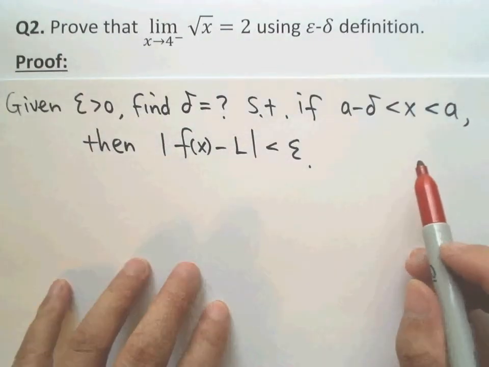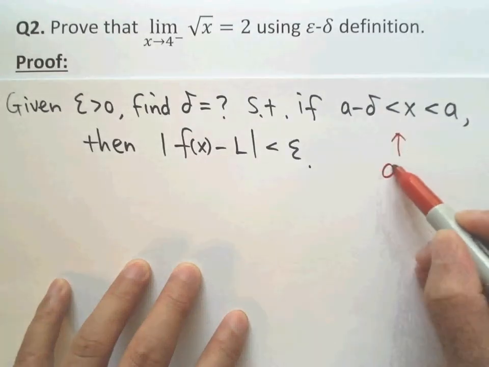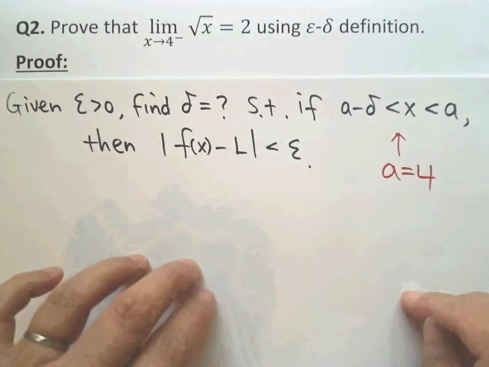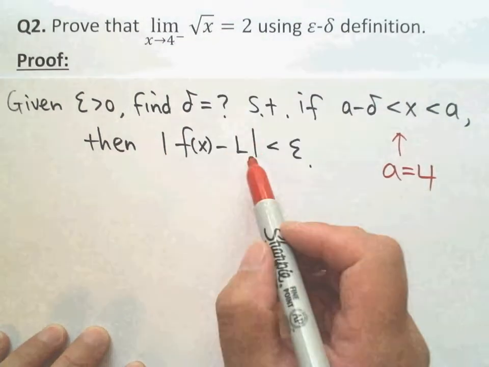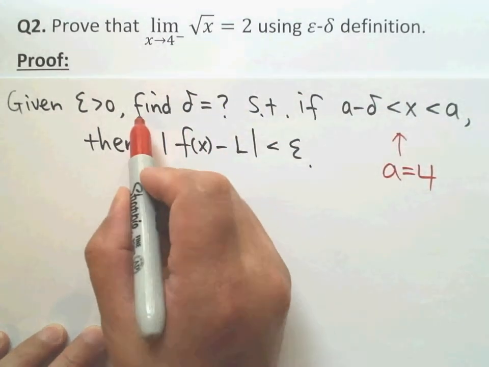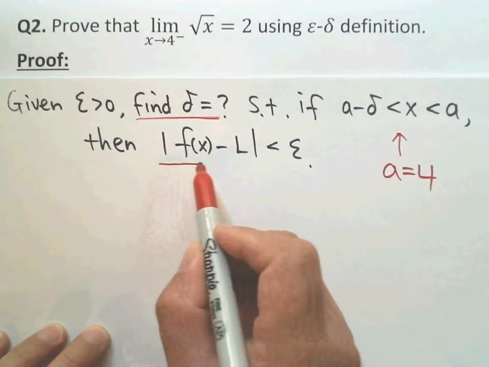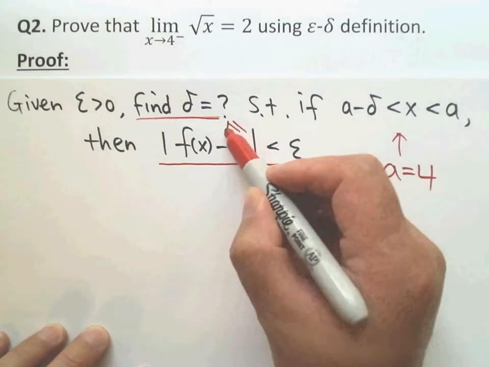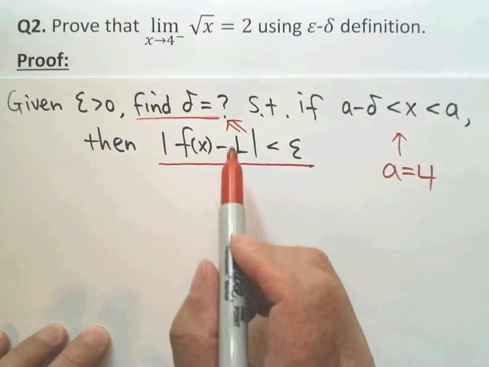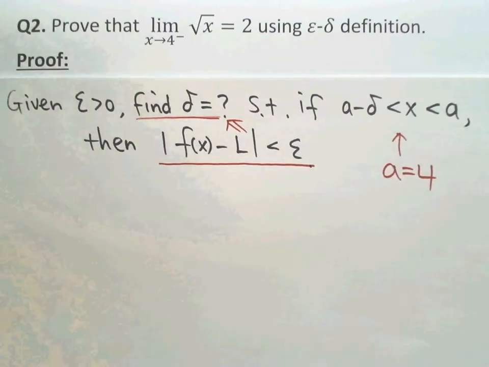For these questions, what do we need to do? What is A? A is 4. Let me put it here, A is 4, and of course L is 2, right? All we need to do is find the delta. How? Always the same: resolve the inequality, find the delta so that this is true.